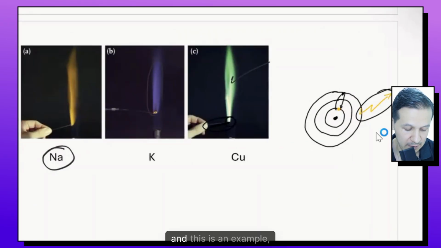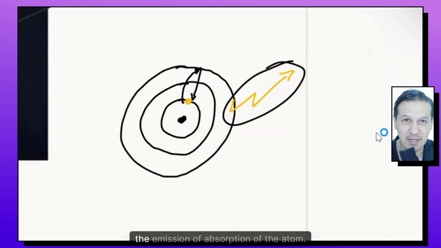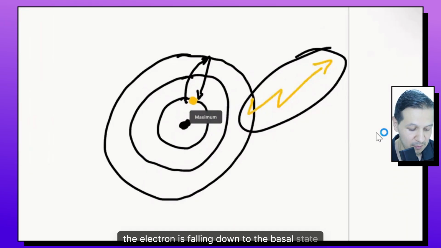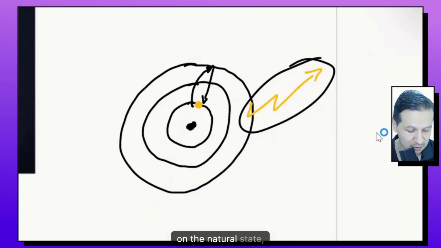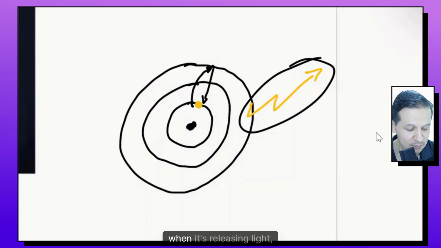This is an example of how we understand the emission and absorption of the atom. When it is absorbing, the electron is jumping to a higher energy level. When the electron is falling down to the ground state, the natural state, the atom is emitting energy, and in that moment it is releasing light at a particular frequency, a particular wavelength.